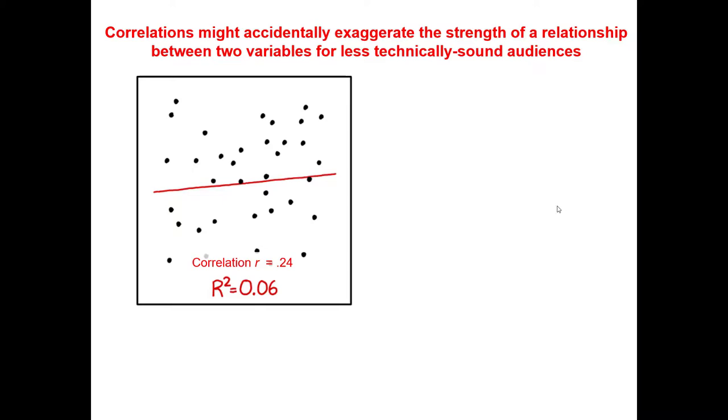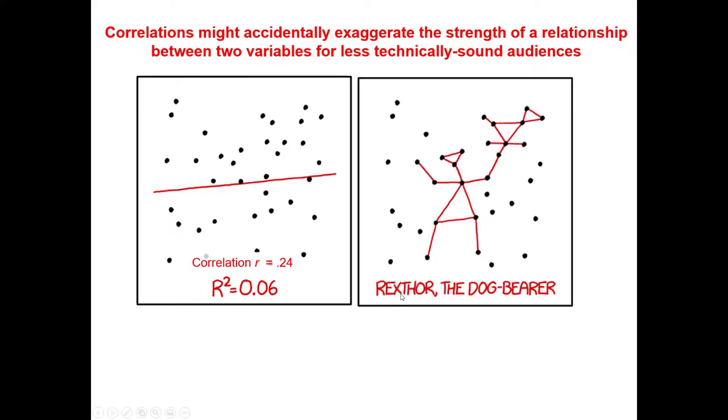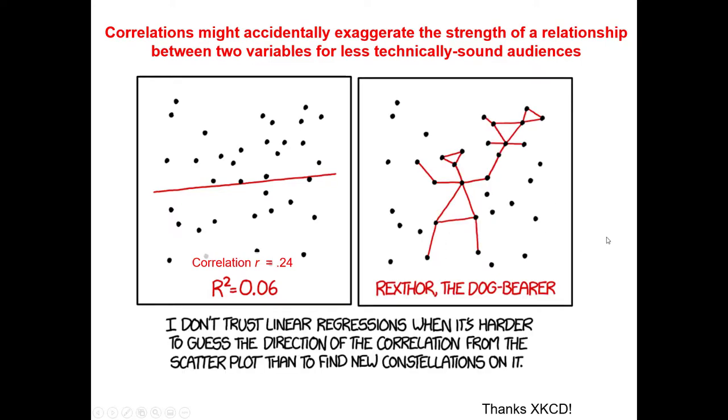When we look at the scatter plot, we can tell that's not really the case, though, where Rexler the dog bear is drawn here, and the famous comic strip XKCD notes that they don't trust linear regressions when it's harder to guess the direction of the correlation from the scatter plot than to find new constellations on it. Not a bad rule of thumb. If you can draw a new night sky constellation rather than a correlation coefficient that's meaningful, maybe you're looking for a correlation coefficient that really shouldn't be reported.